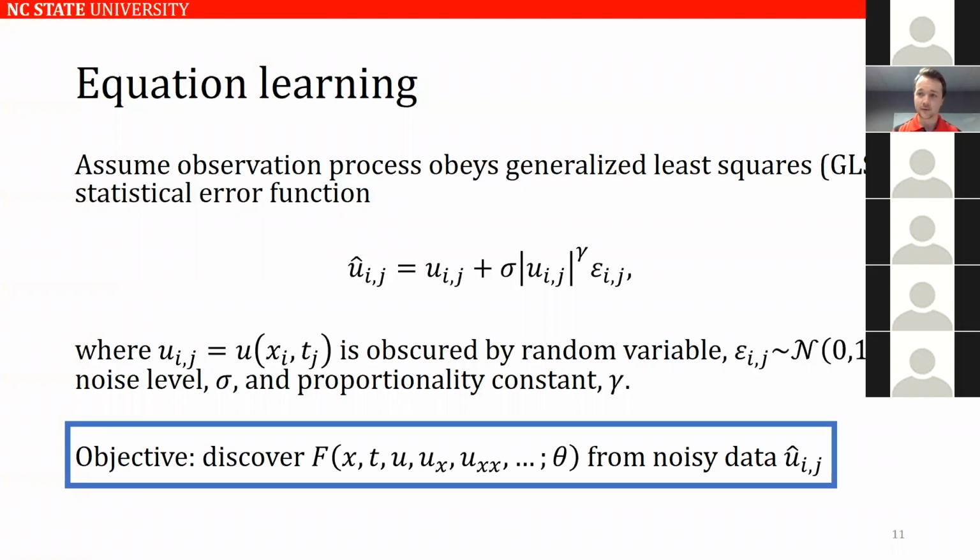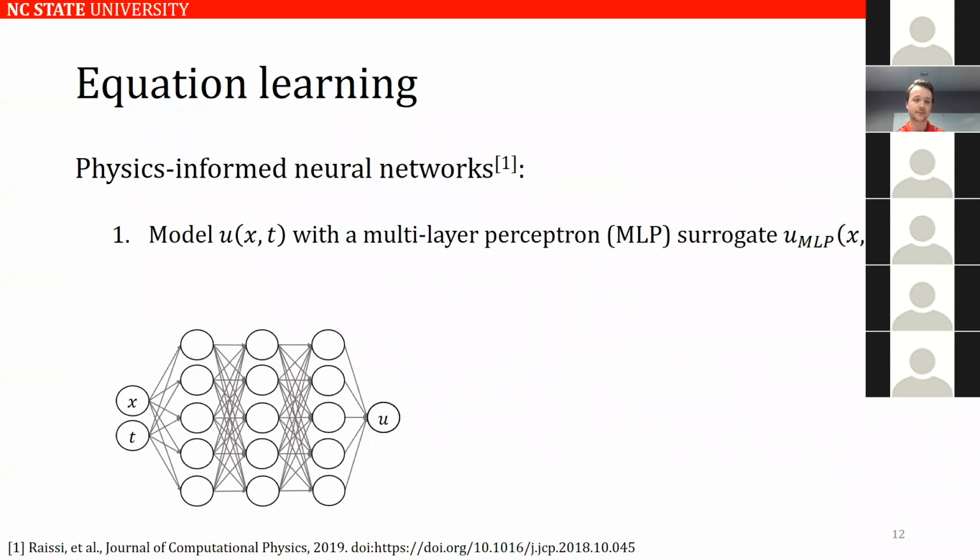And the objective overall for equation learning is, given these noisy observations you had, we want to uncover or discover the functional form of F, our unknown PDE. So John just talked about sparse regression. So I'm going to focus on an alternative popular equation learning method called physics-informed neural networks.